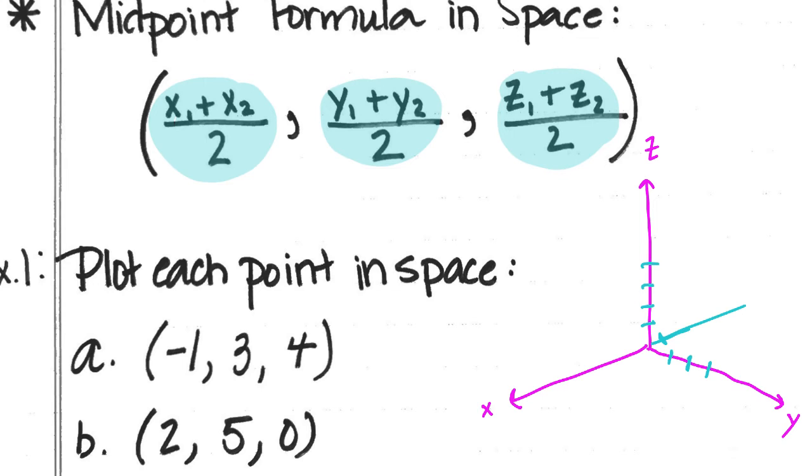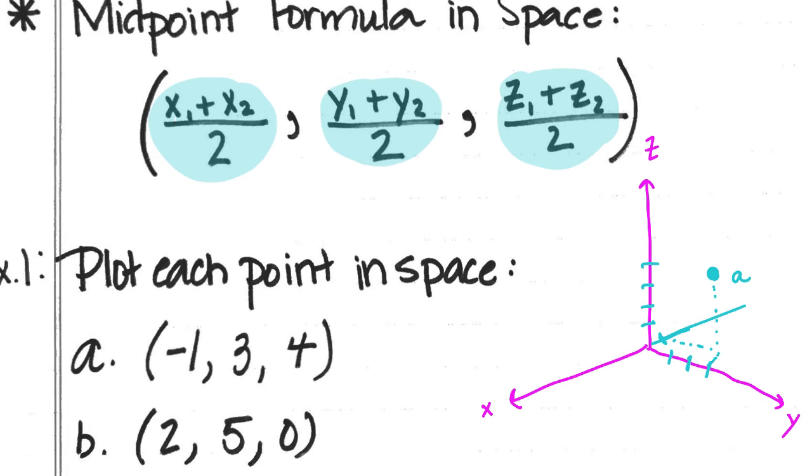So I know this point, they kind of draw it like this. We know this is going to go out, this is going to go out, and it goes up 4. It's kind of hard to see. That point would be right here. And they would call this A.